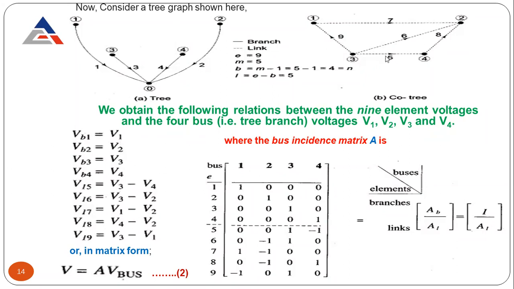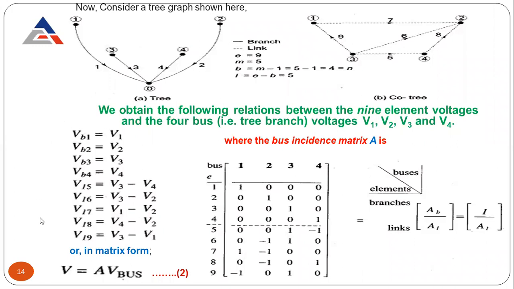Now for the link 5, VL5 is V3 minus V4. Similarly, VL6 is V3 minus V2. VL7 is V1 minus V2, and VL8 is V4 minus V2, and similarly VL9 is V3 minus V1. Just see the directions and write these voltage equations accordingly.